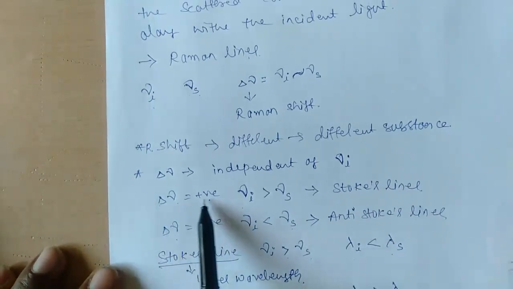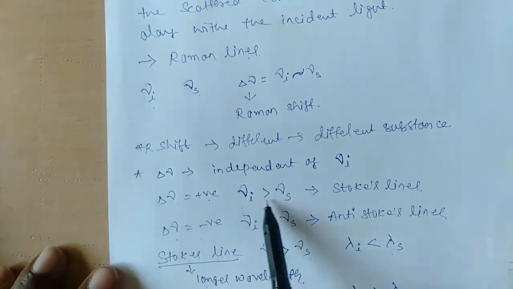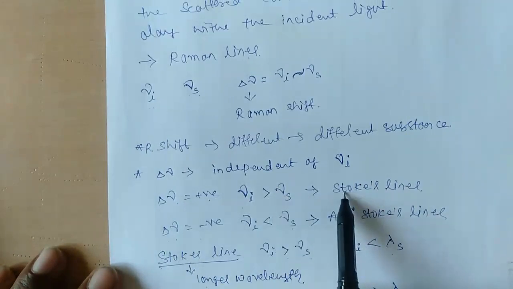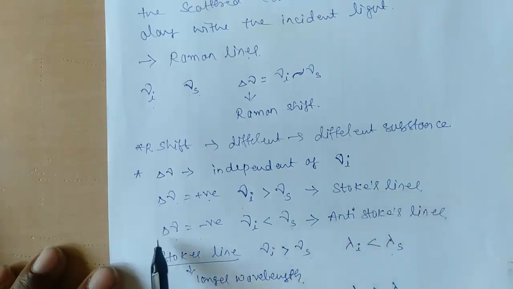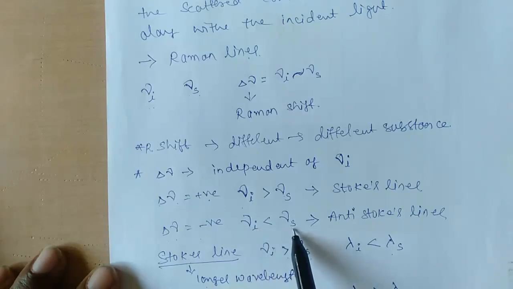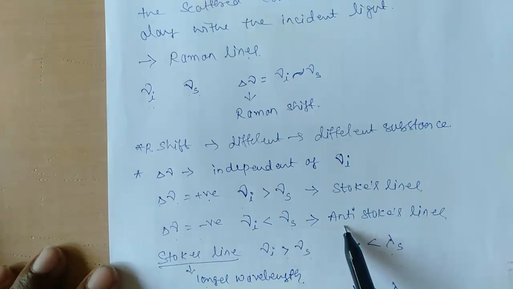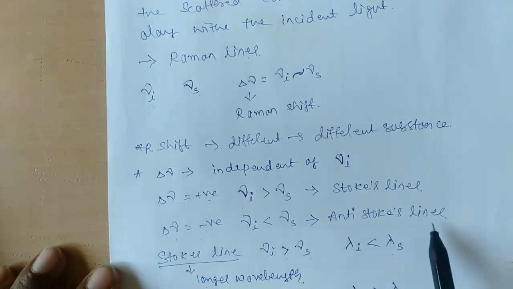Now, if delta nu is positive, it means that nu I must be greater than nu S. Then those spectral lines obtained in the Raman spectrum are called Stokes lines. And if delta nu is negative, it means that the frequency of the incident light is less than the frequency of the scattered light. Then such spectral lines are called anti-Stokes lines.